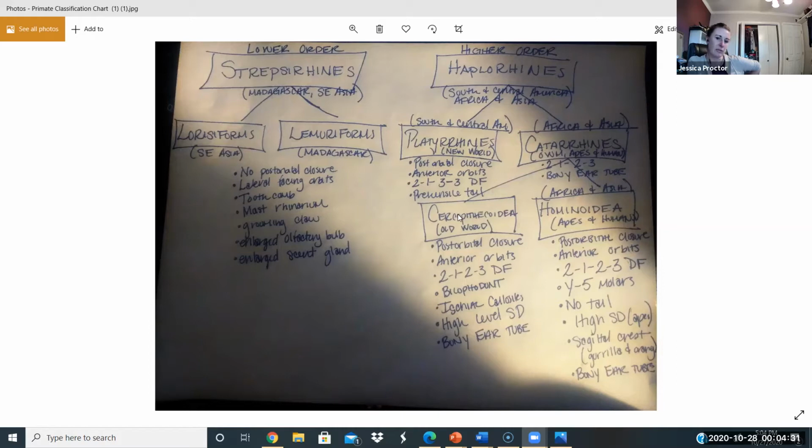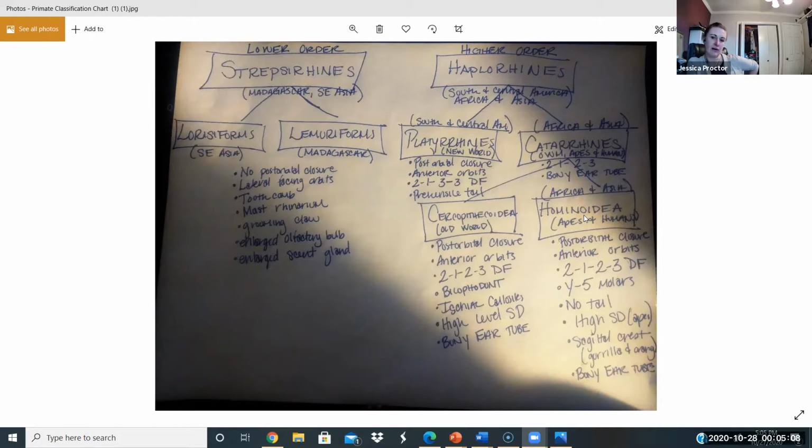So under Catarrhines, you've got the Cercopithecoids, which are just the Old World monkeys. Like all the Haplorhines, they have post-orbital closure. They have anterior facing orbits. Like all the Catarrhines, they have a 2-1-2-3 dental formula. And then the features that make them unique: they have bilophodont, the two-lobed molars. They've got the ischial callosities, the tough sitting pads on the rear. They have a relatively high level of sexual dimorphism, meaning that the Cercopithecoids are going to have high levels of competition for both access to mates and access to resources. They have a bony ear tube.